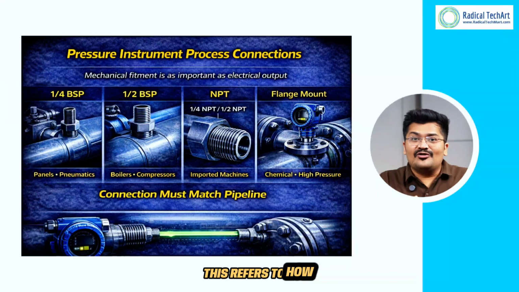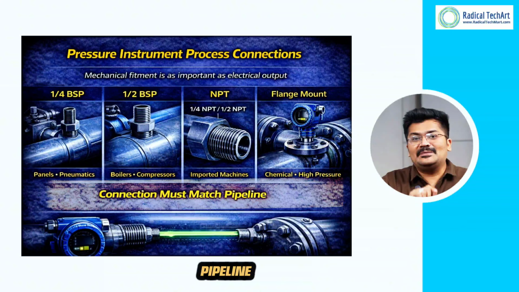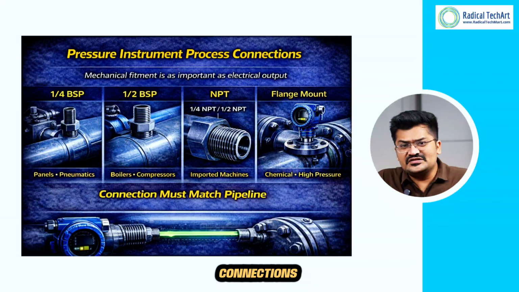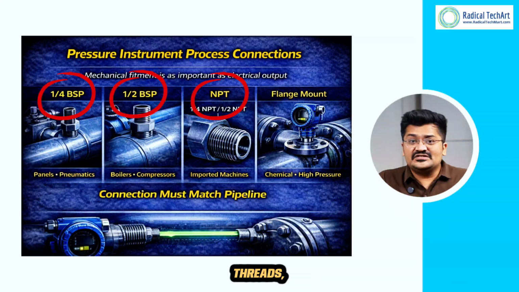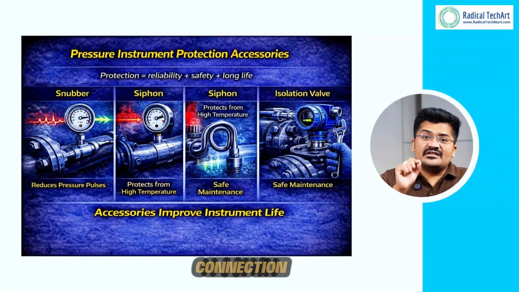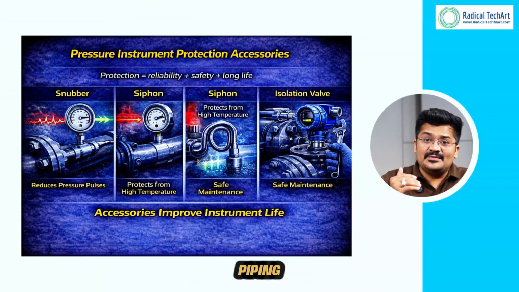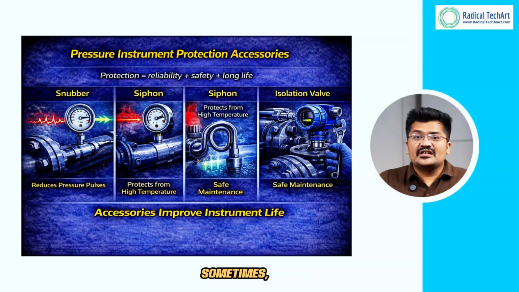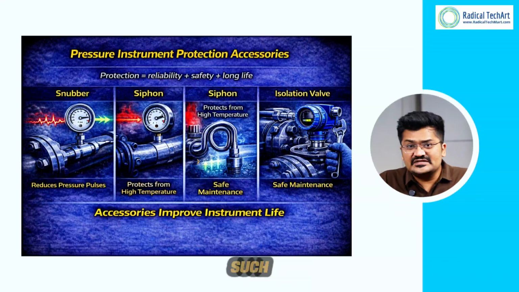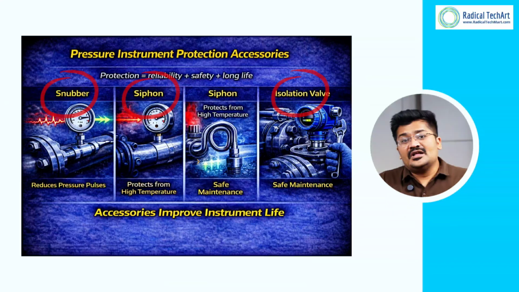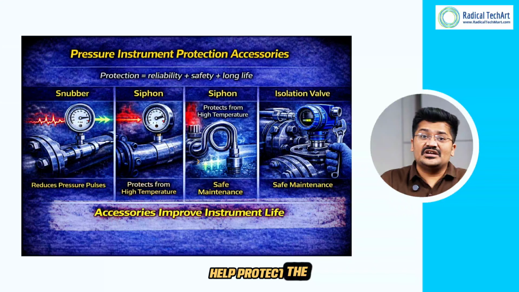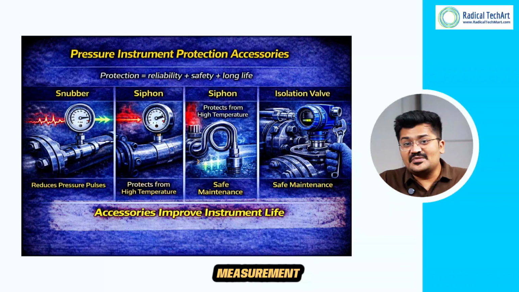Another important factor when selecting pressure instruments is the process connection. This refers to how the instrument is physically connected to the pipeline or system. Common process connections include 1/4-inch BSP, 1/2-inch BSP, NPT threads or flange connection. The correct connection must match the customer's piping system. Sometimes special accessories are also used, such as pressure snubbers, siphons, and isolation valves. These accessories help protect the instruments and improve measurement reliability.